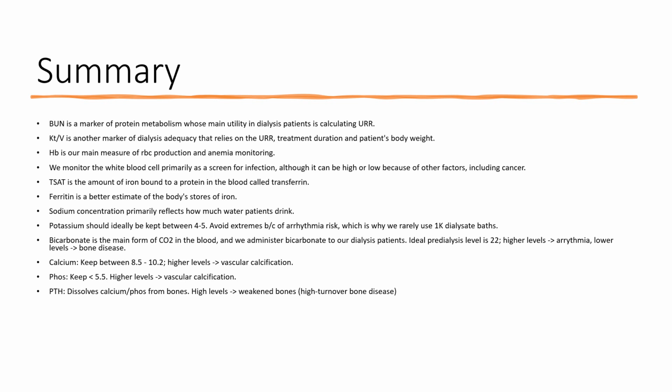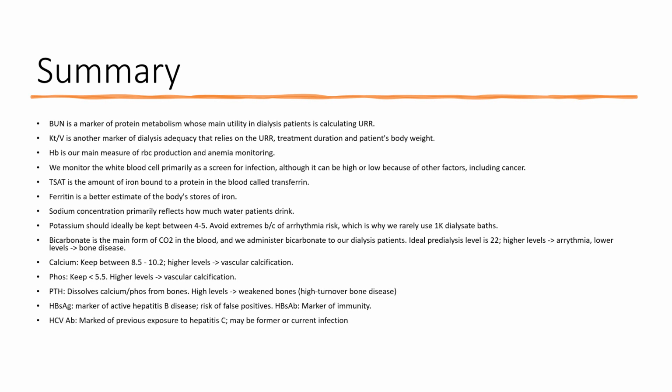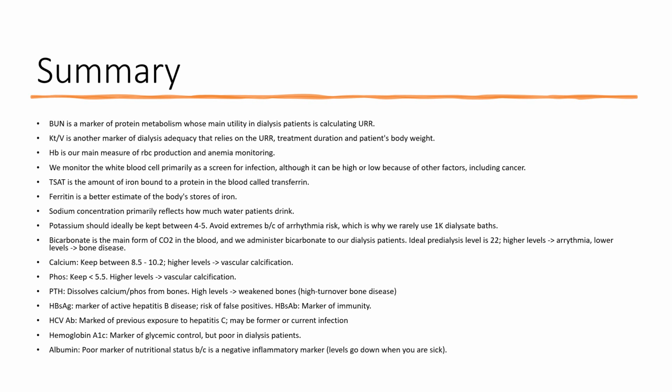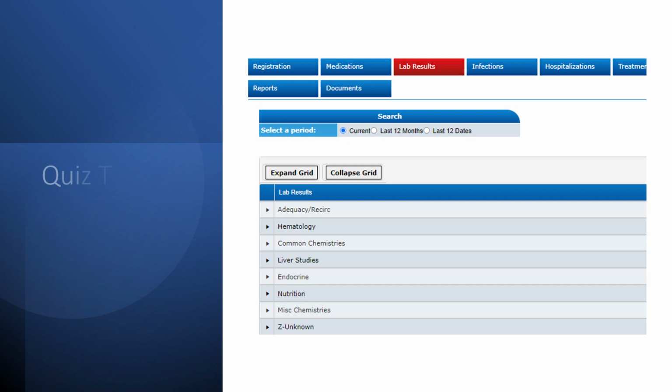Parathyroid hormone is involved in the maintenance of a normal calcium level, and really high levels can lead to bone problems. Hepatitis B surface antigen is a hallmark of active hepatitis B disease, whereas hepatitis B surface antibody is a marker of immunity. Hepatitis C antibody is present if you've been previously exposed to hepatitis C, even if the infection has gone away. Hemoglobin A1C is a relatively poor marker of glycemic control in dialysis patients. Albumin is a poor marker of nutrition because it's primarily a negative inflammatory marker, so levels go down when you are sick.